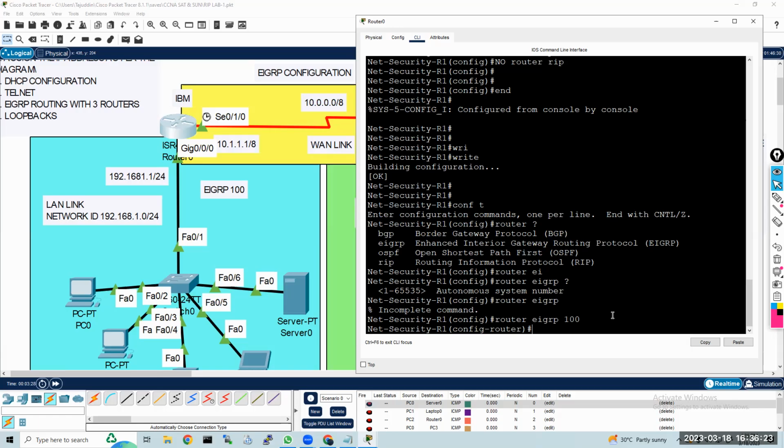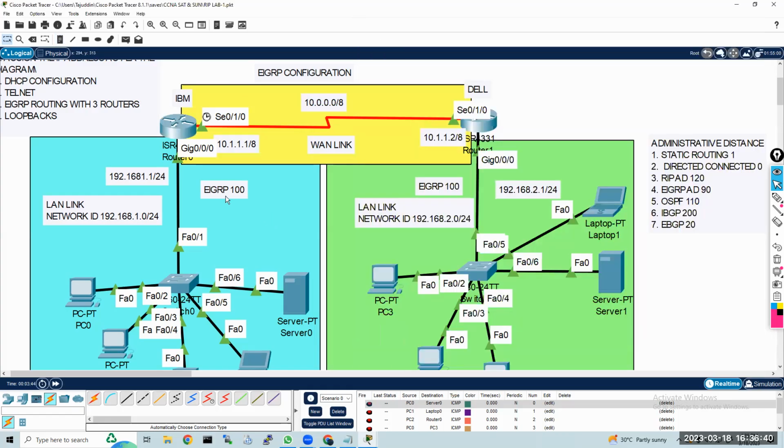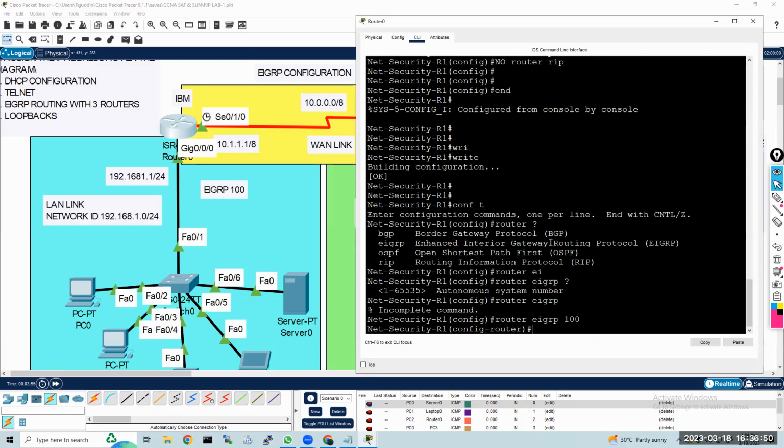I don't understand the 100 number. Is it the administrative distance? No, that is not administrative distance. That is the autonomous system number. The meaning of autonomous is independent. It is like the same ID that we give, so that each network can communicate with each other. They must have the same autonomous number to communicate.